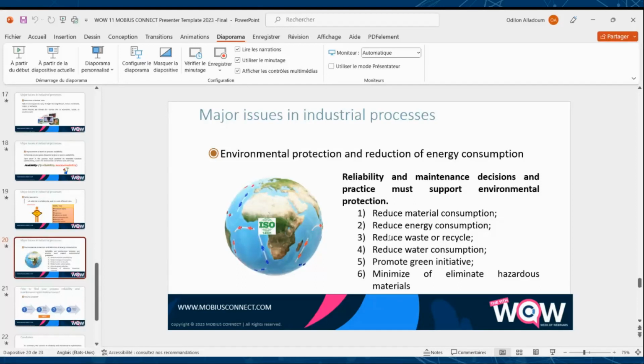So, in summary, for this point, it is important to seek means to reduce material consumption, to reduce energy consumption, and to eliminate hazardous material when we develop our maintenance and reliability strategies. Here are some examples of action plans that we can put in place.